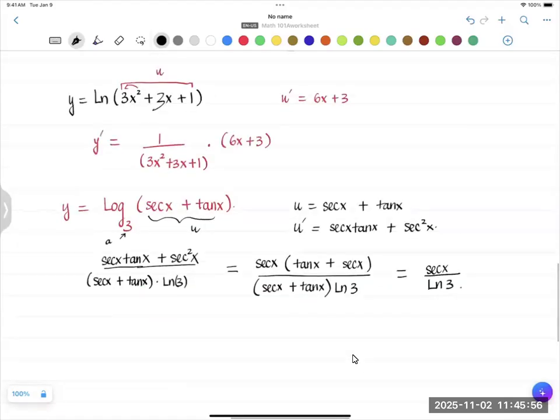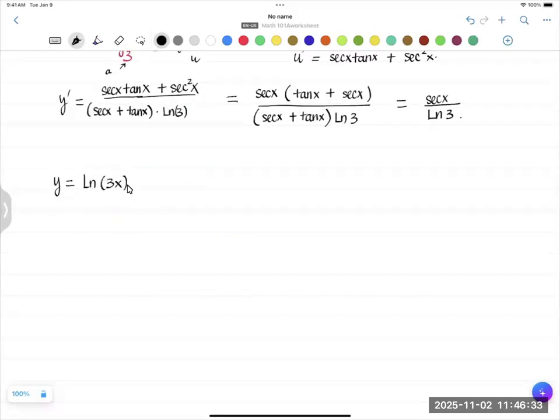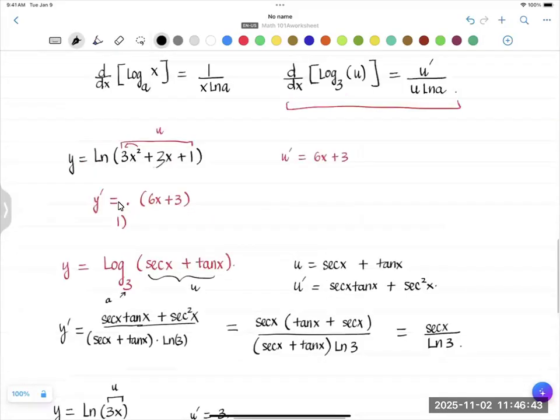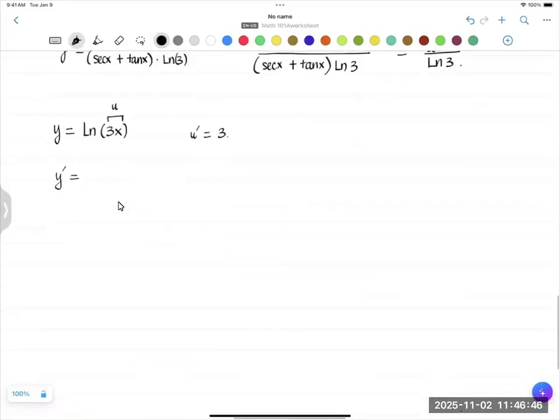So this is y prime. y prime is equal to secant x over ln 3. Now what if y equals ln 3x? Your u is 3x, then u prime is 3. The derivative of ln u is 1 over u times u prime, so 1 over u times u prime gives 1 over x. That's all you need to do.